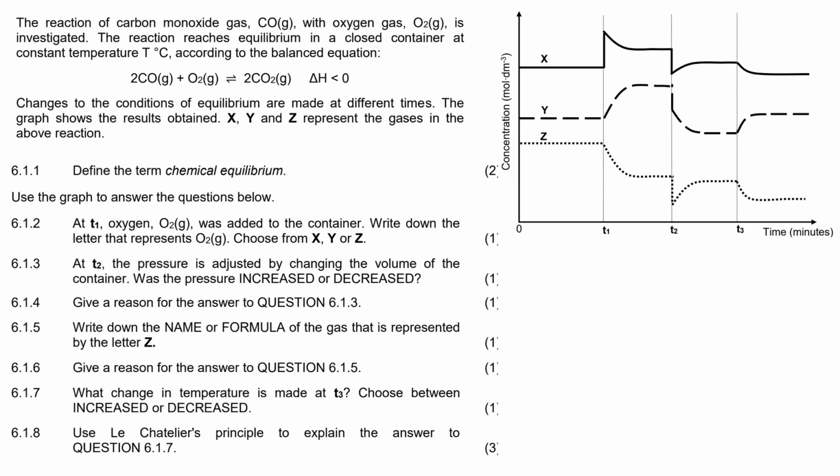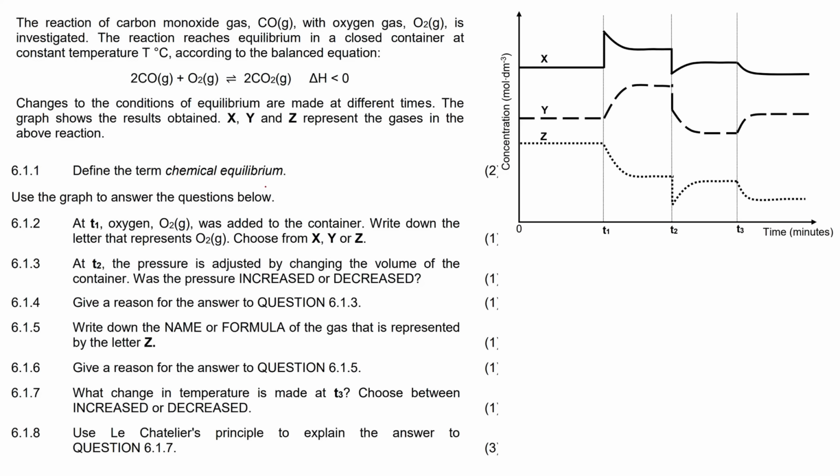The reaction of carbon monoxide with oxygen gas is investigated. The reaction reaches equilibrium in a closed container at a constant temperature T according to the balanced equation. Okay. Changes to the conditions of equilibrium are made at different times. The graph shows the results. X, Y, Z represent the gases in the above reaction. First question, define the term chemical equilibrium.